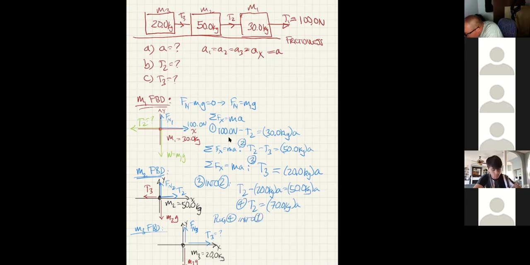1, and I see that I've got 100.0 newtons minus 70.0 kilograms times A is equal to 30 times A. I'm going to leave off the unit here just so I can fit it in. Now you can see that 100 newtons is equal to, notice that 30 kilogram, when I pull the negative 70 kilogram A to the right-hand side, they're going to add and give me 100.0 kilograms times A. So A, as was advertised, was 1.00 meters per second every second, which is part A. Now that we have that, we can take equation, let's say equation 4.